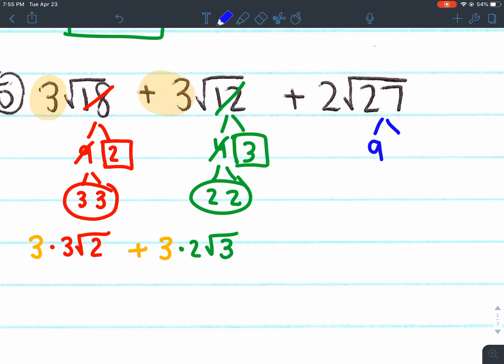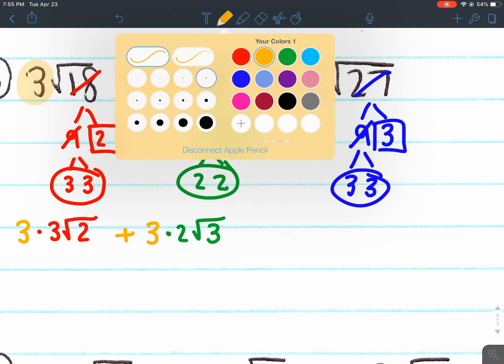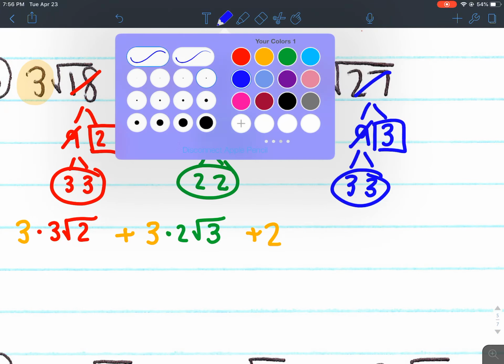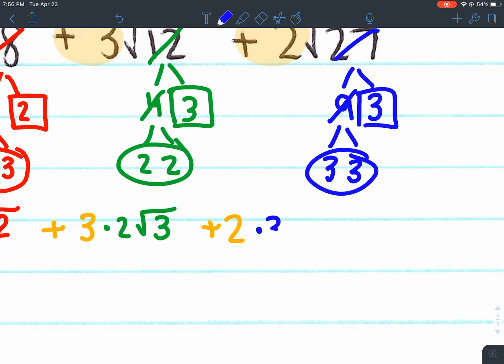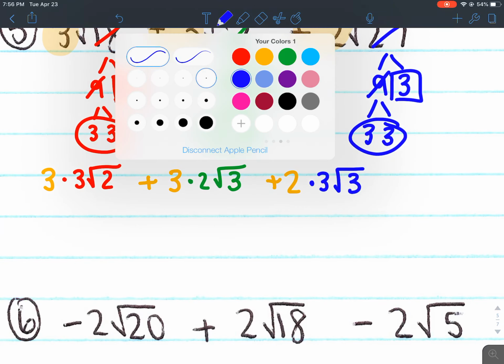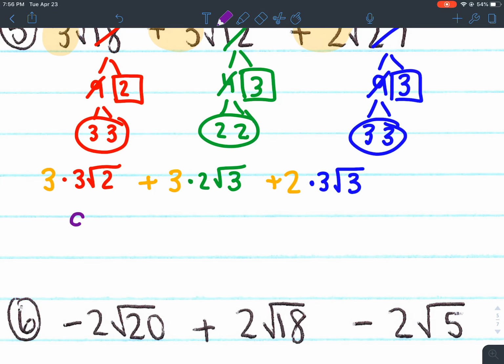And then lastly here I have 9 times 3 for 27, and then that would be 3 times 3. So I have a pair of 3's and then a 3 by itself. One last time, remember that 2 is already on its own, so I'm going to put the 2 there, and then I'm going to tag on the blue stuff. So I have 1 parent car, which is the 3, and then a 3 on the inside. And now I'm going to simplify. So I have 9 square root of 2 plus 6 square root of 3.